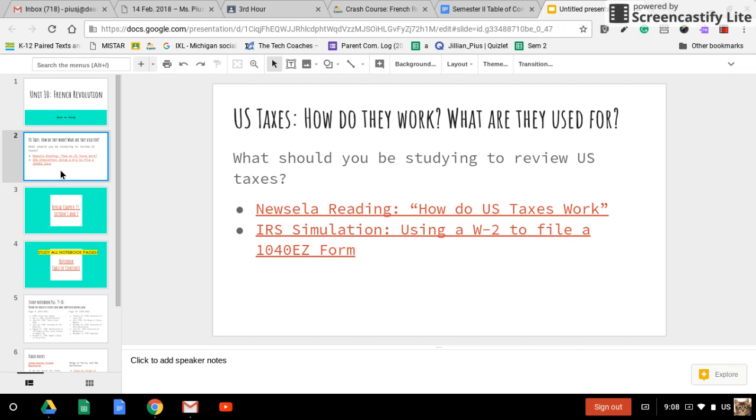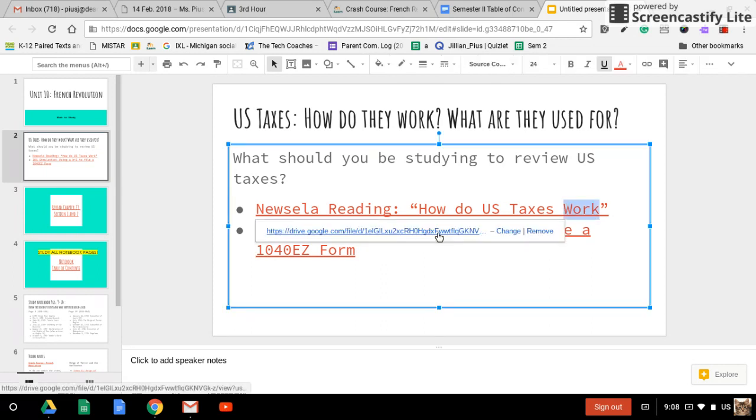So some resources that you should be studying for your test tomorrow. One is that News ELA reading, How Do U.S. Taxes Work? That's the reading that we used for SLOT about 2 weeks ago. If you lost your reading, if you click on the reddish text, that is a hyperlink. So it will take you to the page for the reading. So if you lost the reading, you can still study the digital copy of the reading here.